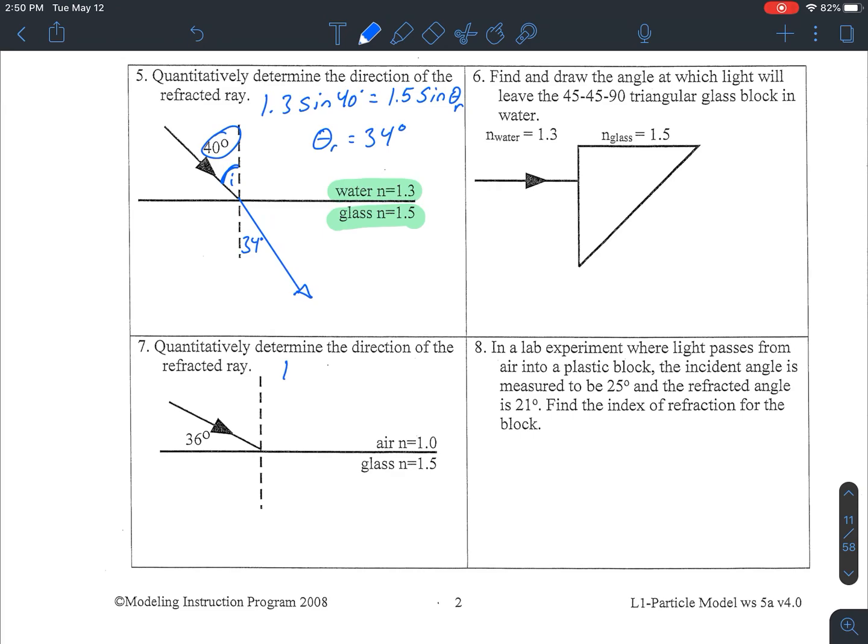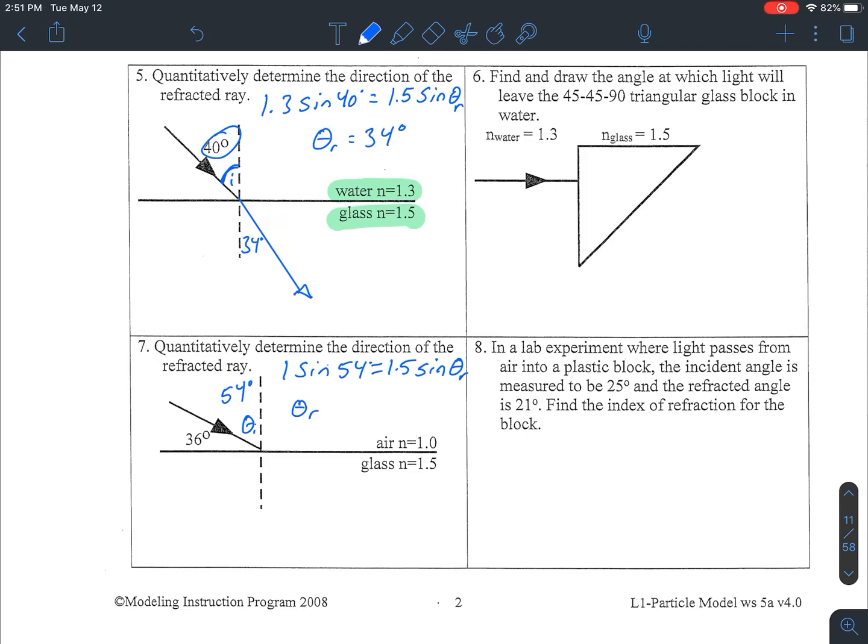Our index of refraction in air is 1, so it's going to be 1 times sine of, this is the tricky part, we need our incoming light ray. So this is going to be 90 minus 36. Good job, 54 degrees. That's going to be equal to 1.5. Again, we're using that Snell's law equation and we're solving for our missing angle.